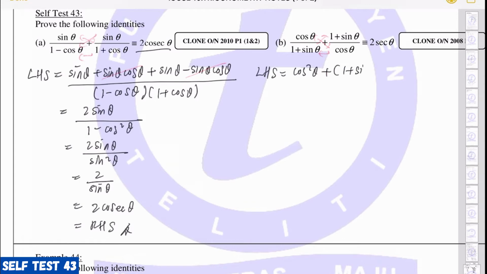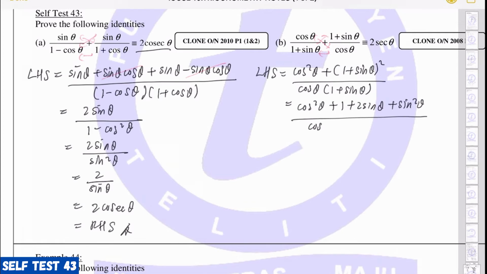Now for this, I think it's better for me to write in the bracket form first, easier to understand. And for cos theta 1 plus sine, I just put the cos in front, the 1 plus sine in the back. You can do the other way around, doesn't matter. Next step, let us expand this. This is in the form of a square plus 2ab and b square. Okay, keep my denominator cos theta 1 plus sine theta.